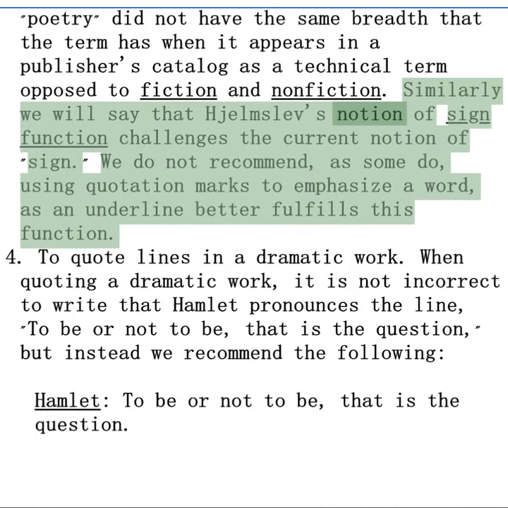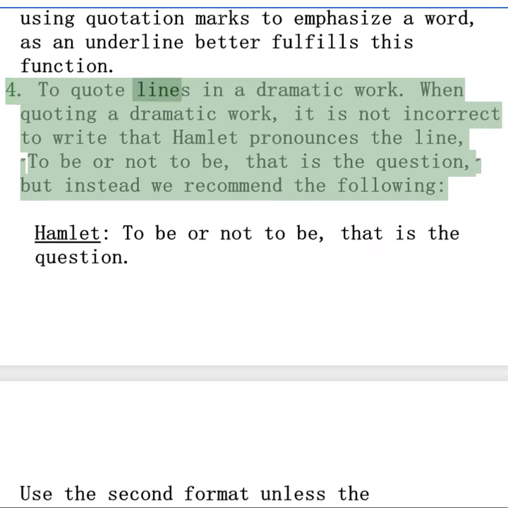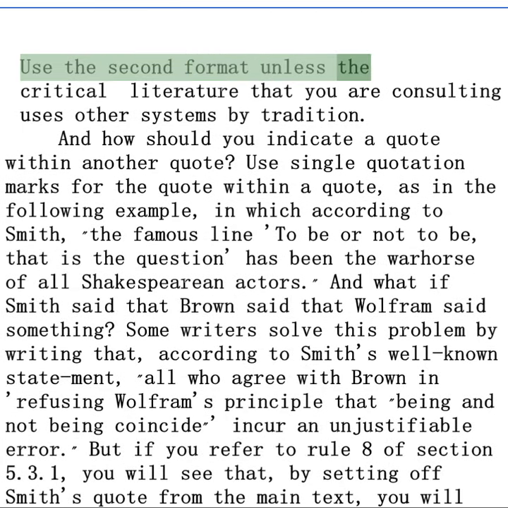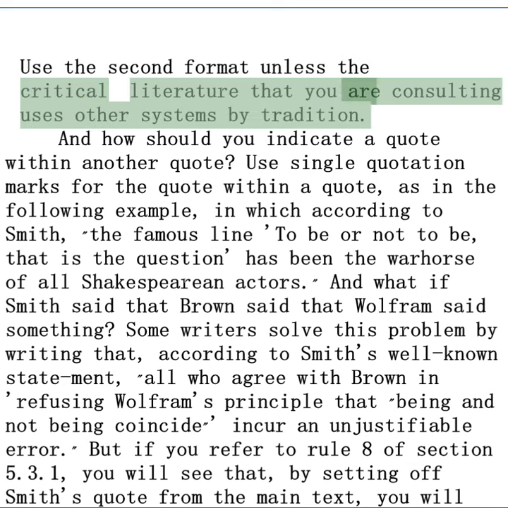Similarly, we will say that Jelmslev's notion of sign function challenges the current notion of sign. We do not recommend, as some do, using quotation marks to emphasize a word, as an underline better fulfills this function. 4. To quote lines in a dramatic work. When quoting a dramatic work, it is not incorrect to write that Hamlet pronounces the line, "To be or not to be, that is the question," but instead we recommend the following. Hamlet: To be or not to be, that is the question. Use the second format unless the critical literature that you are consulting uses other systems by tradition.